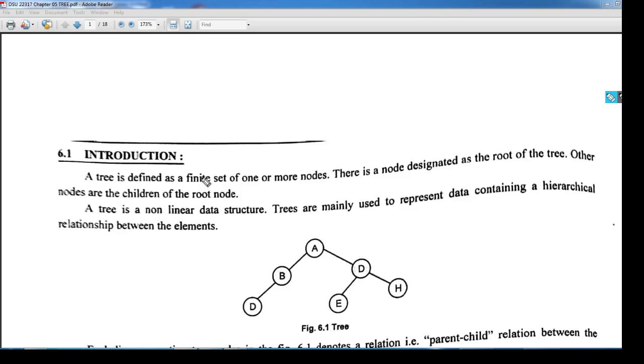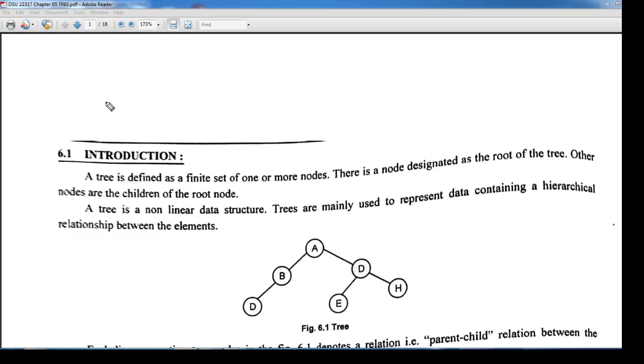Now what happens exactly? Earlier we have seen stack, queue and linked list. These three types of data structure were linear data structures. Linear data structure, as you are aware, has a linear relationship in the given data. That means one data is followed by another data.